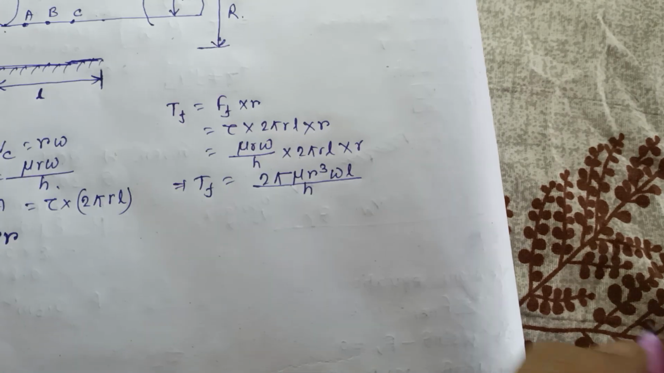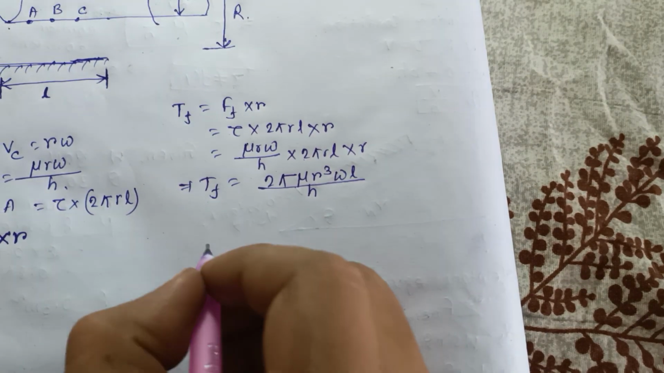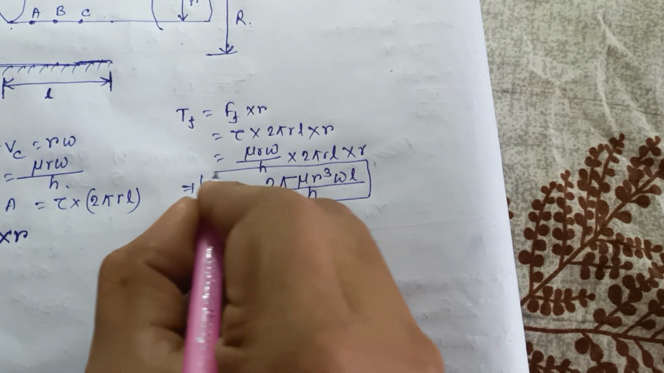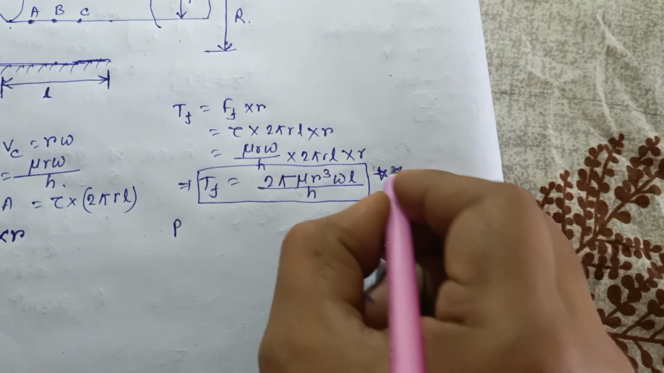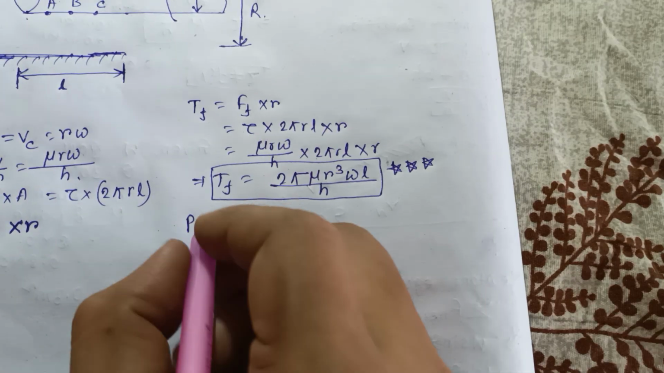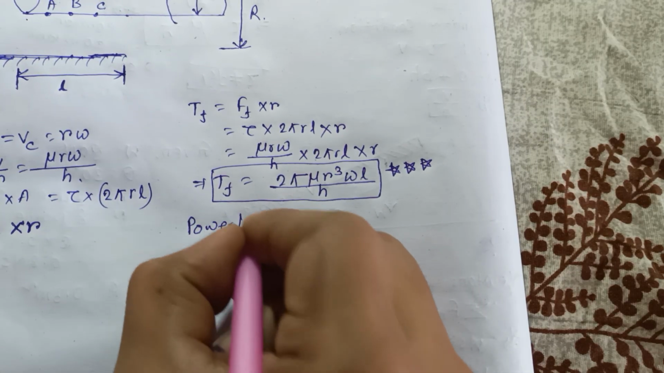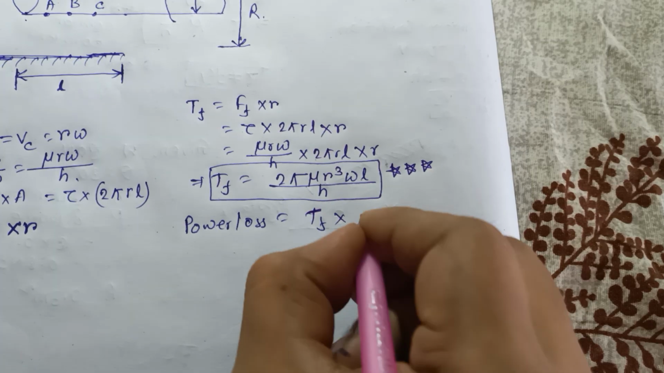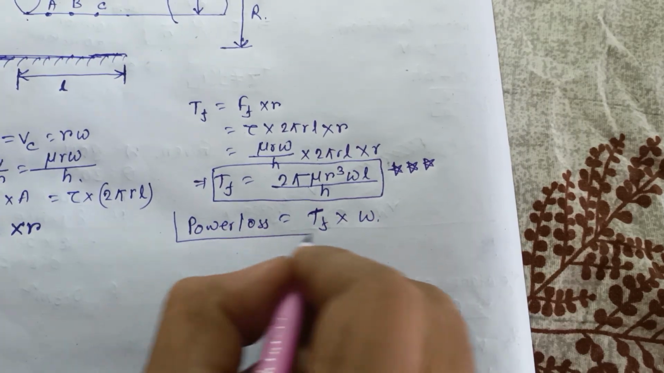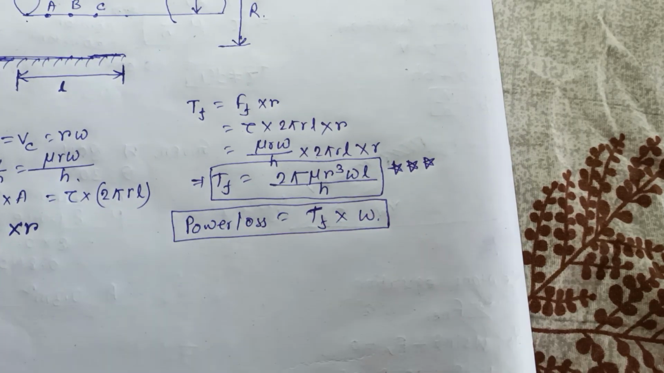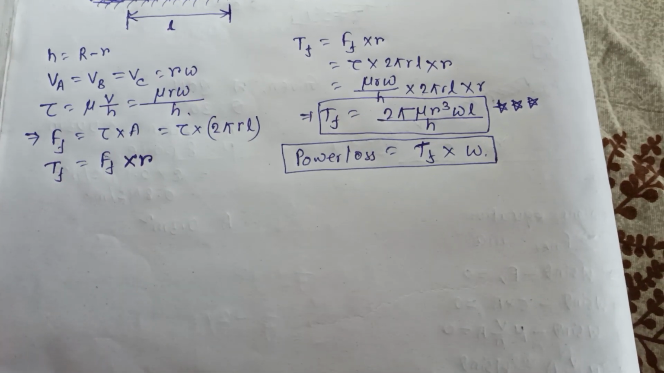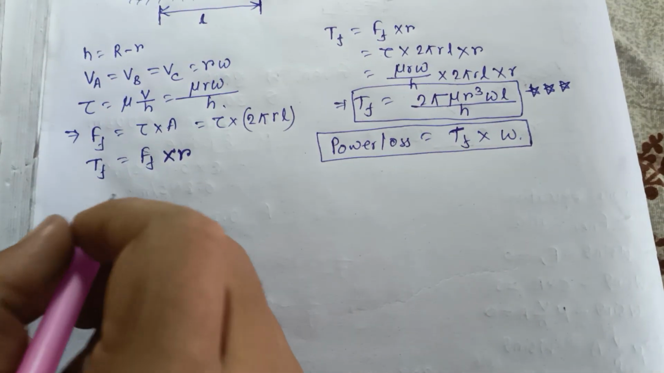Okay, and if you want to calculate the power loss, this is a very, very important formula. The power loss is T_F into omega. So this is also an important formula. Now there is one question.